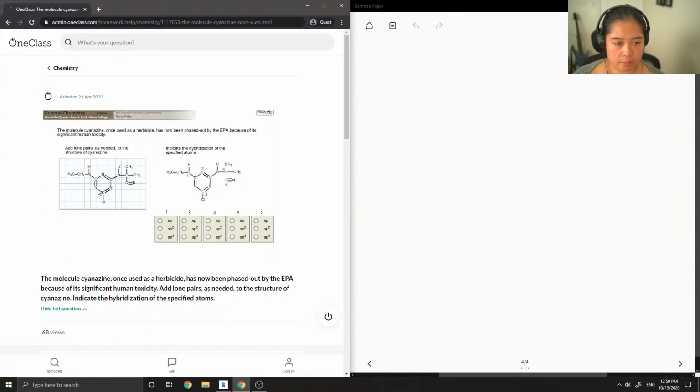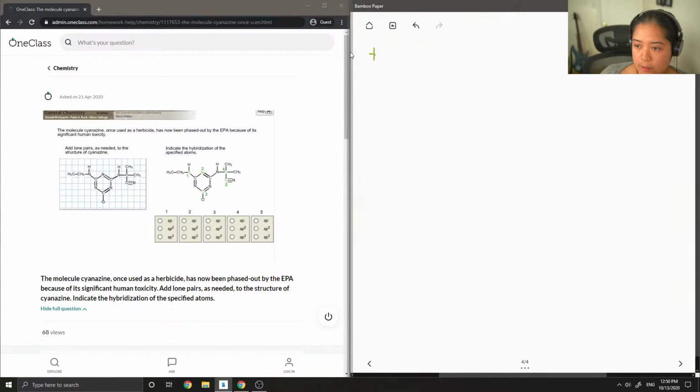Okay, so the next one. Now we are on question 4. The molecule cyanazine, once used as a herbicide, has now been phased out by the EPA because of its significant human toxicity. Add lone pairs as needed to the structure of cyanazine. Also indicate the hybridization of the specified atoms.